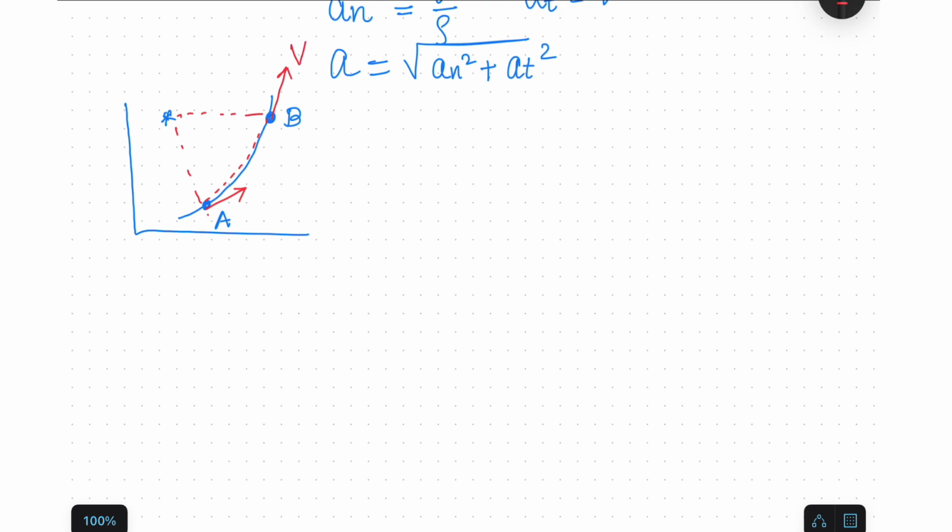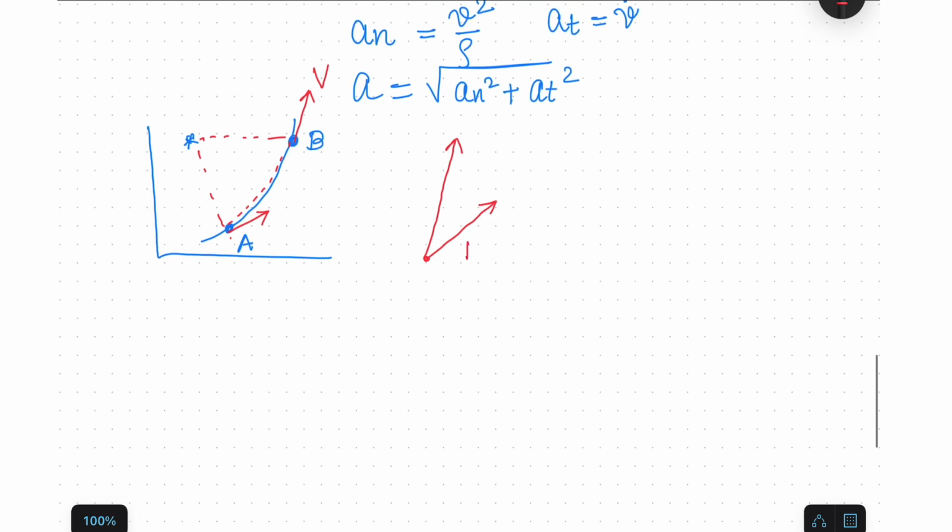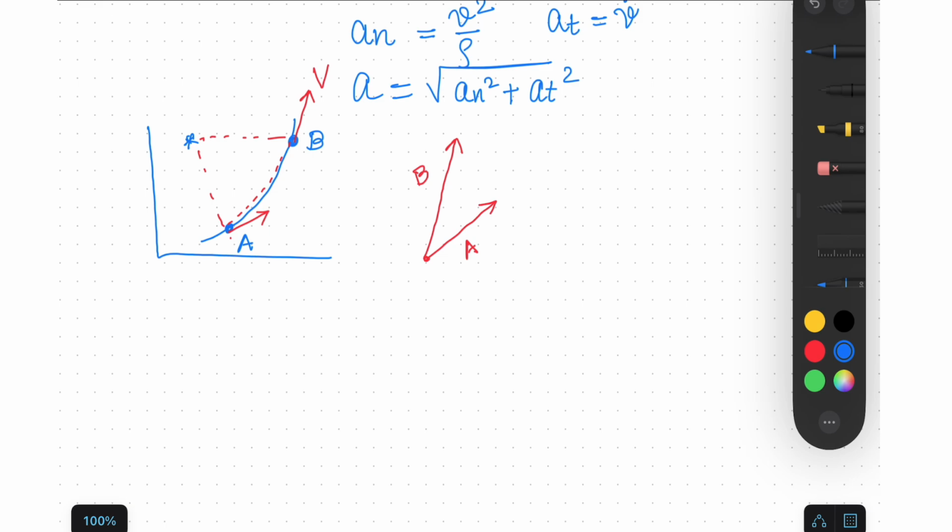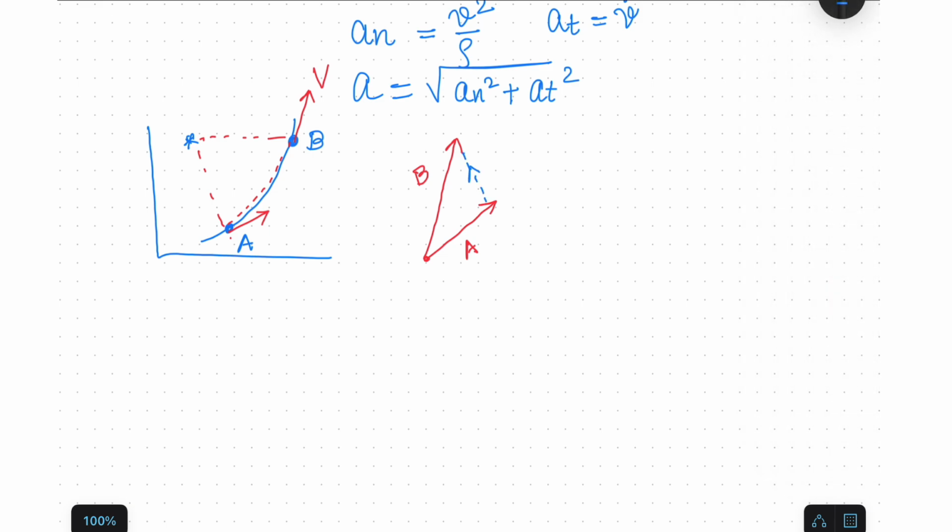Now I will bring both vectors, the velocity vector at A and at B, and connect the tails. I will not change anything, I will just copy and paste these two vectors. As you know there was acceleration, so the velocity at B is increased. So I can say this is the velocity vector A and this is the vector B. Now I can connect this vector, like here, you can see, and I will say this is the change in the velocity.